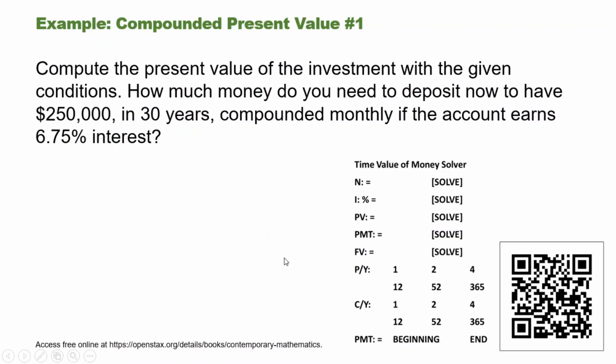Example, compounded present value number 1. Compute the present value of the investment with the given conditions. How much money do you need to deposit now to have $250,000 in 30 years, compounded monthly if the account earns 6.75% interest?